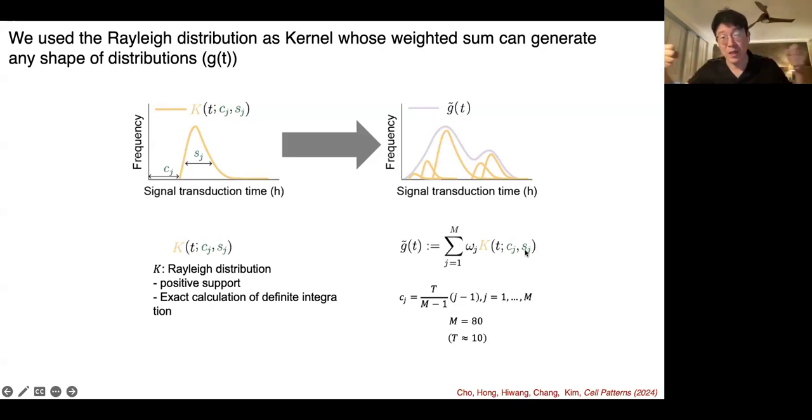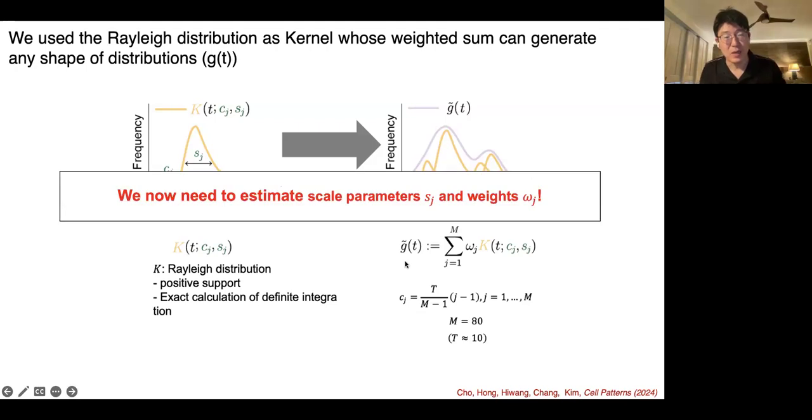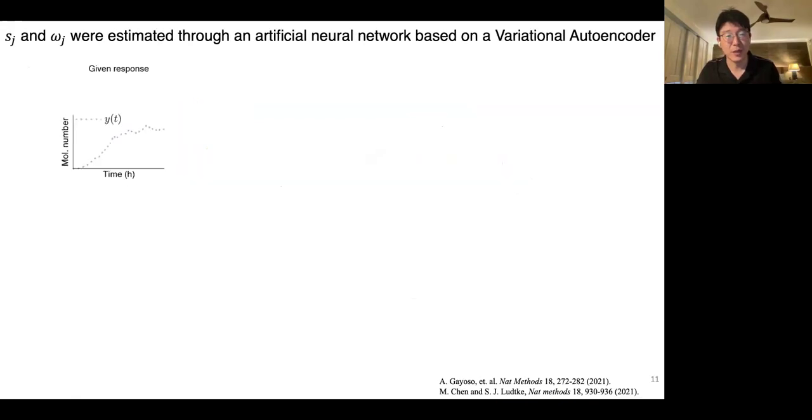Sj determines the variation of each Rayleigh distribution, but we will use a fixed Cj. That is, we will make a uniform distribution of Cj across some time domain. So we now just need to estimate the scale parameter Sj and weight parameter omega j rather than the function of the whole time delay distribution.